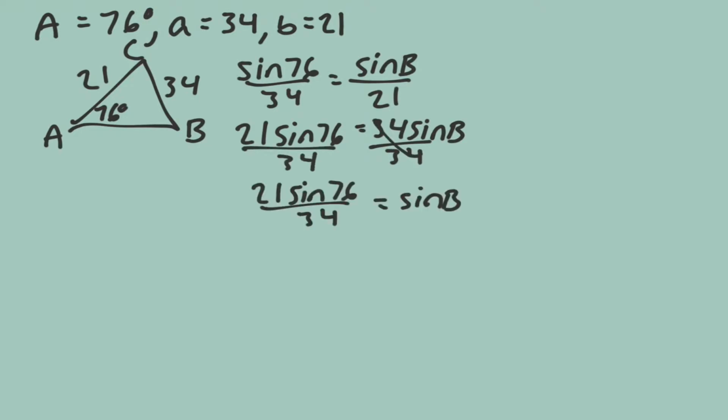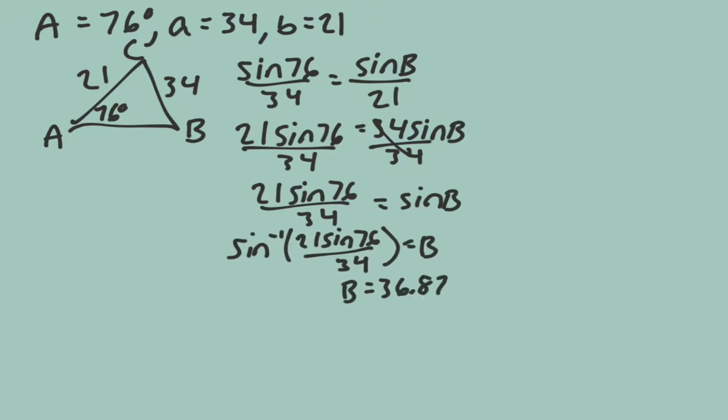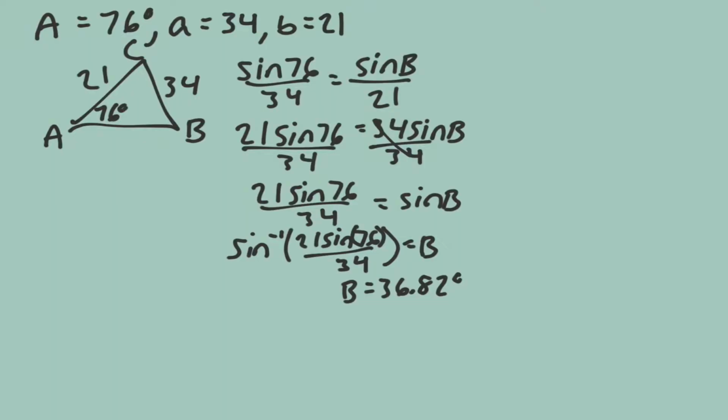Now, remember, when you're trying to split apart the sine from the b, you can inverse sine both sides. You end up getting 36.82 degrees. If you're someone who likes to memorize, you can compare this number to the given angle, which was 76. This is not greater than the given angle, so there's only going to be one possible solution.